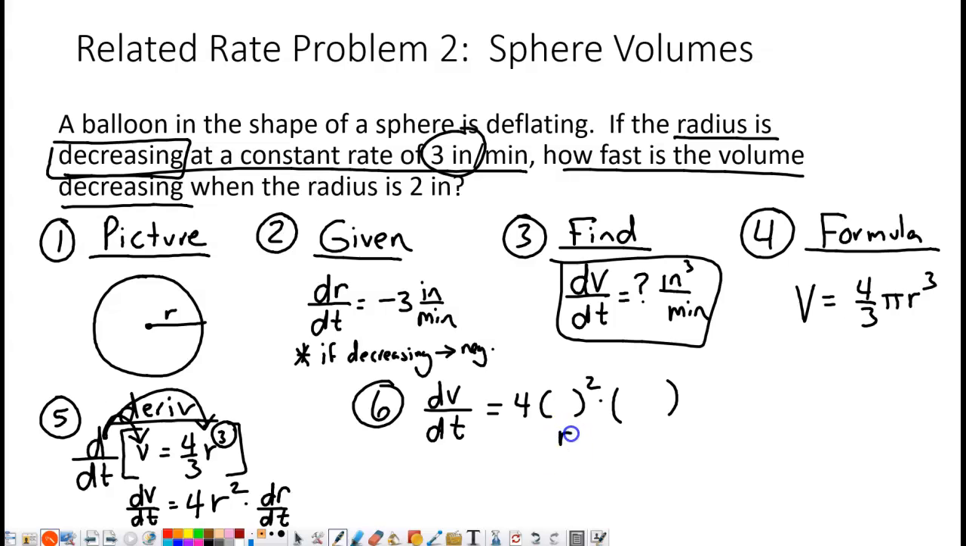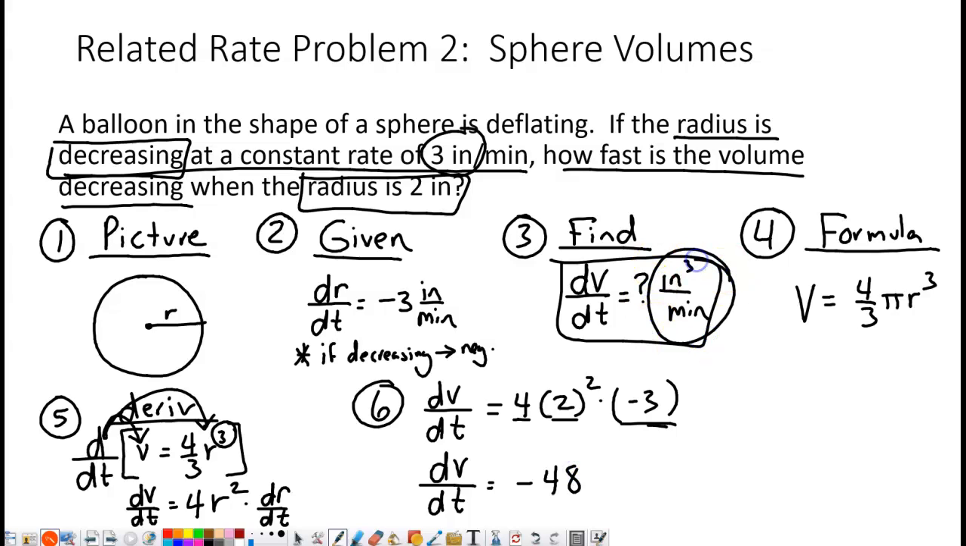Now, do I know what my r is, my radius? This time they actually tell us what the radius is. They tell me it's 2. Last time we had to figure it out ourselves. This time they just tell us. Do I know what dr dt is? We do. They tell us that as well. It's -3. So this one is actually a little bit less work than the last one. So dV dt is going to be equal to 4 times 4 times -3, which is -48.